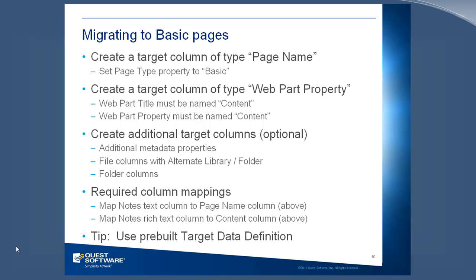Basic pages are very similar. Again, you create a column of type page name, only this time you set the page type to basic. And the only difference is, instead of creating that wiki field, you set up a column of type Webpart property. Remember I said that basic pages are sort of a limited version of a Webpart page. So you define a column type Webpart property, and the title of that needs to be set to content, and the property name needs to be set to content as well. And so now you can just map to that content column for all your rich text data, and everything else is the same as we described before, including the fact that we have a nice pre-built data definition for you.